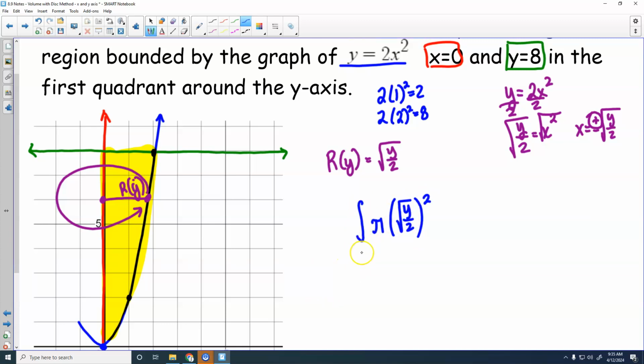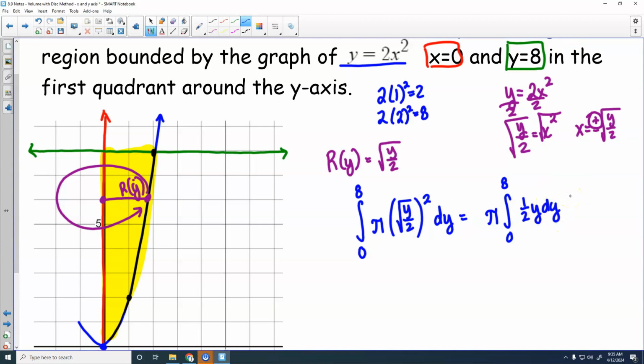What should my limits be? 0 to 8. Not 0 to 2. If it was x, we'd use 0 to 2, right? But 0 to 8, because we're getting those from our y-axis, and we're going to put a dy on the end. I would pull the pi out front, and the square root of y over 2, squared, is just y over 2, or I'm going to write it like this, 1/2 y dy.